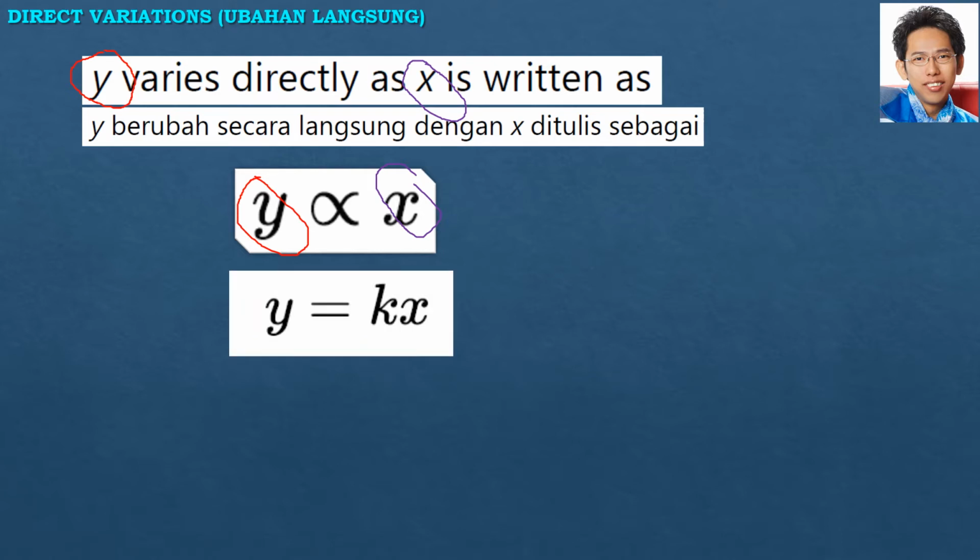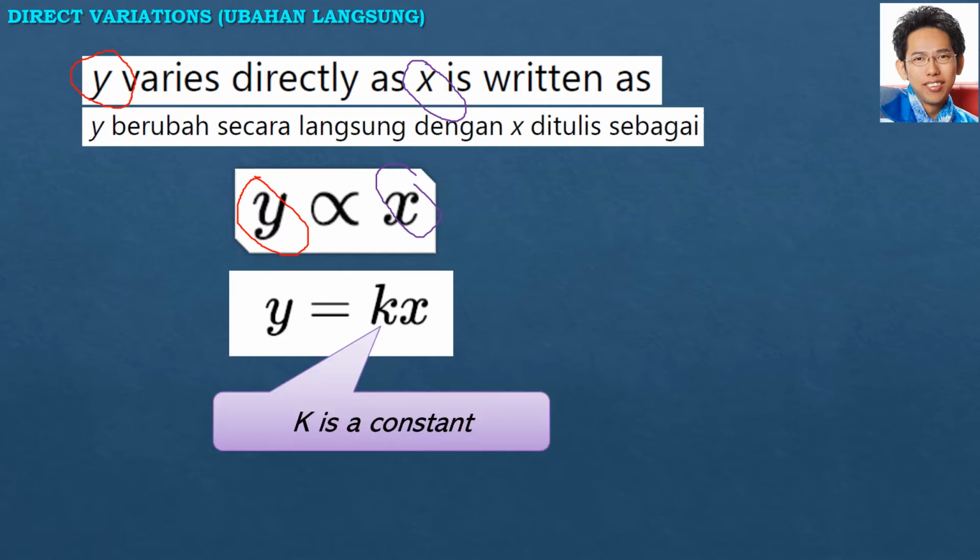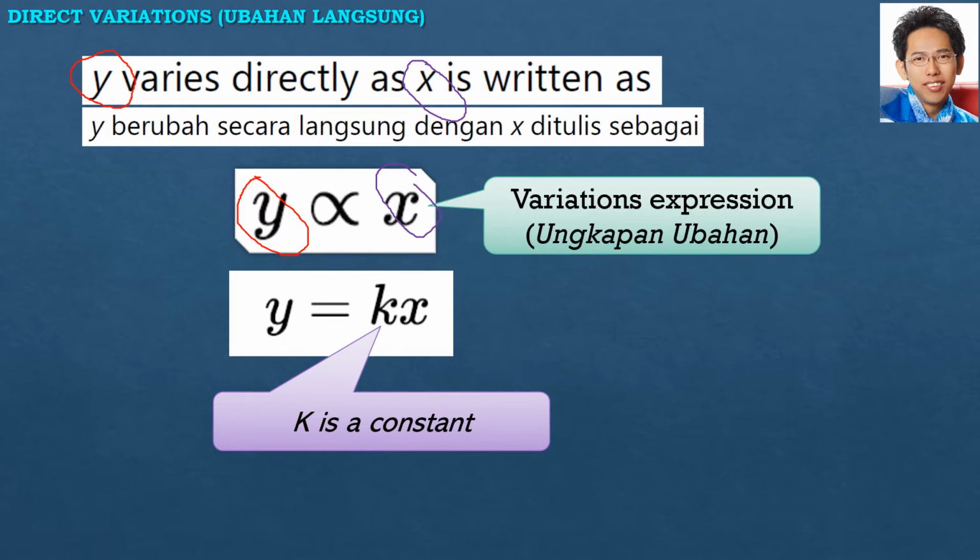Okay, so after that we write down y equal to kx. So this is an expression, this is equations. Okay, so k is a constant. Okay, kita sentiasa tulis dengan cara ini. So yang first one ialah persamaan ungkapan untuk ubahan. So kita ikut ayat dia. So y berubah secara langsung dengan x, dia boleh ditulis dengan cara ini, yaitu y first quantities, pemboleh ubah yang pertama tulis di depan dan pemboleh ubah yang kedua tulis di belakang. So ini ubahan langsung.